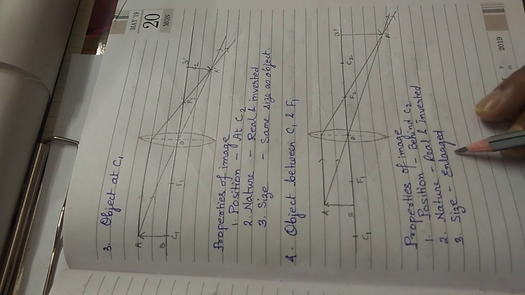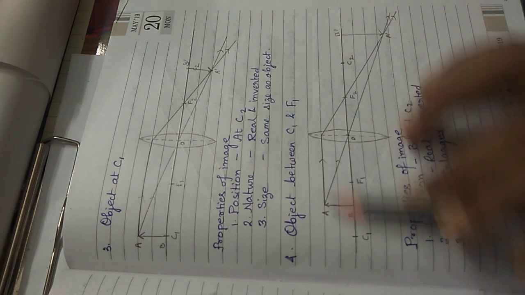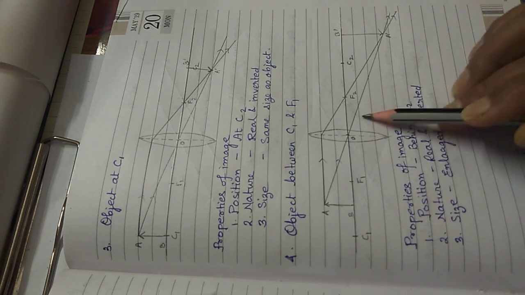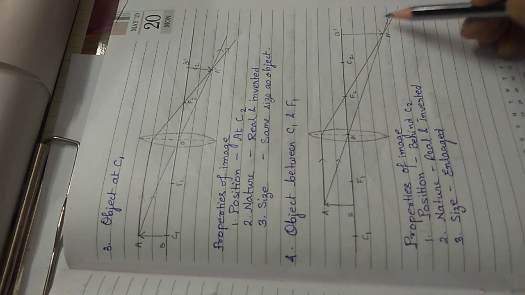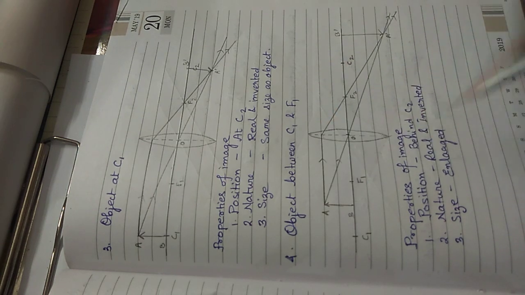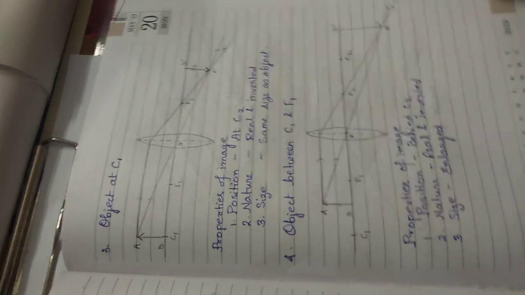We can see size enlarged because the image is bigger than the object. So many things need to be marked: C1, F1, O, F2, C2, A, B, A dash, B dash, the four arrowheads, and you have to draw this midline. You have to be very, very particular about the drawing, what you are marking.